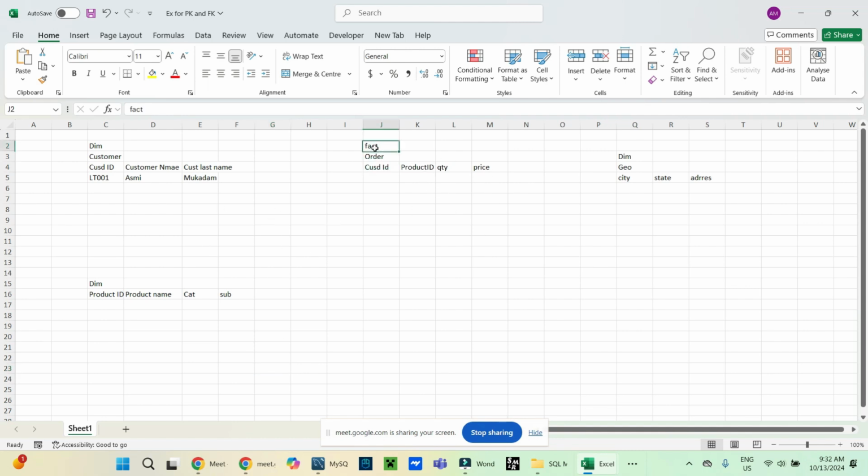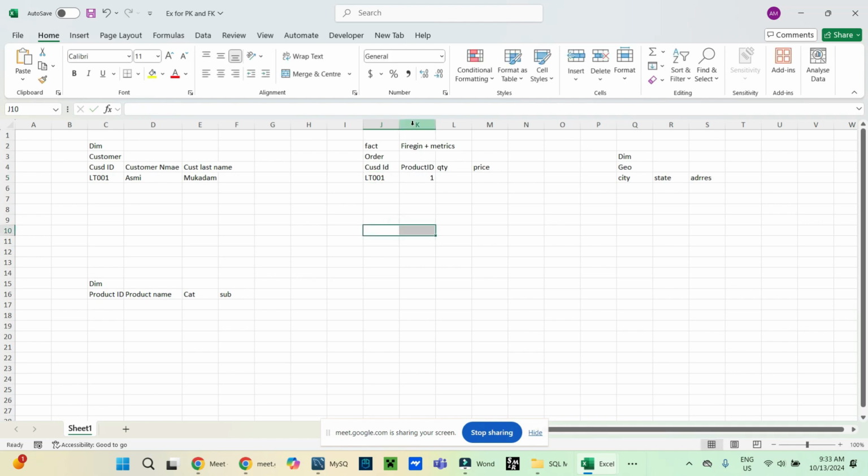So in the fact table there will always be foreign keys, along with the numbers, the metrics. Here you can see we have quantity, we can add price also, whatever. Now suppose customer ID, I am LT001. And here LT001. So the date will also be there.